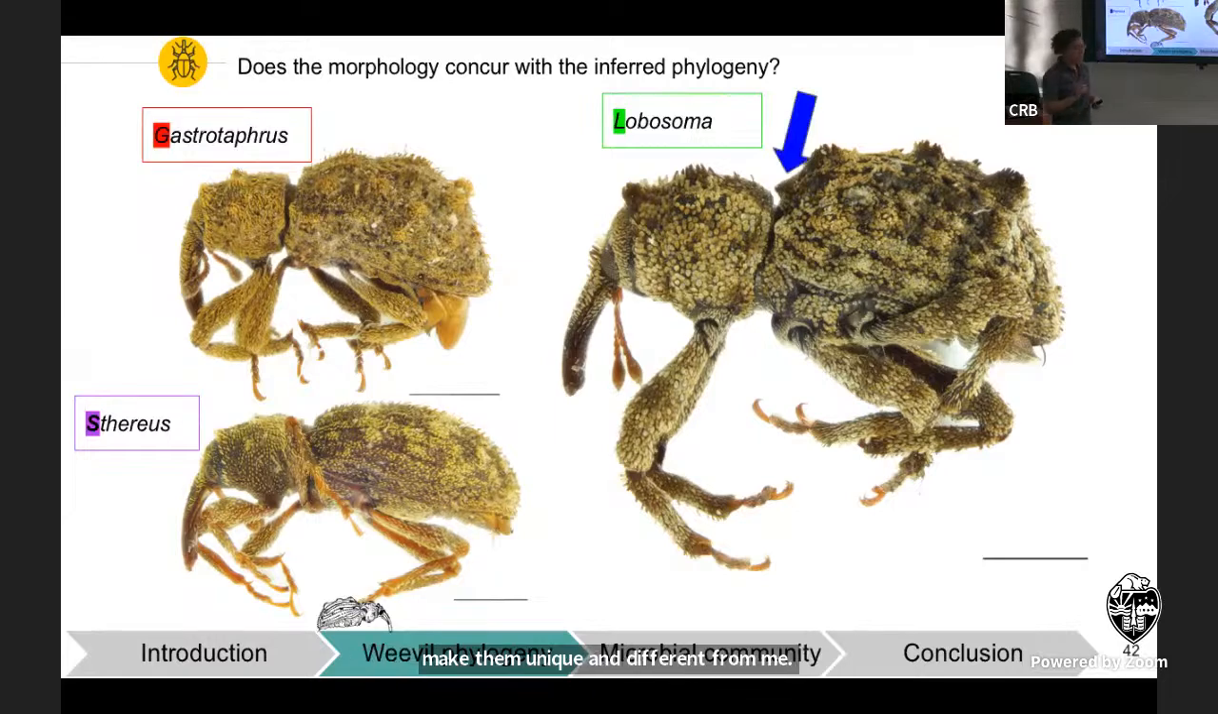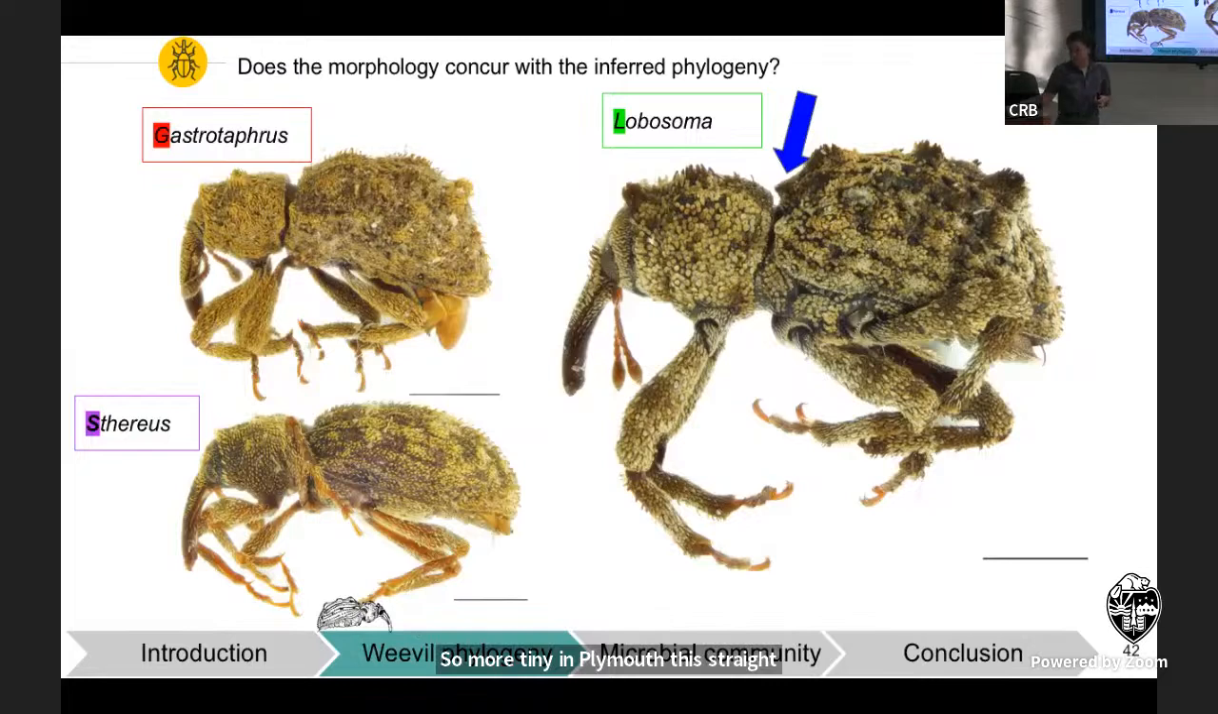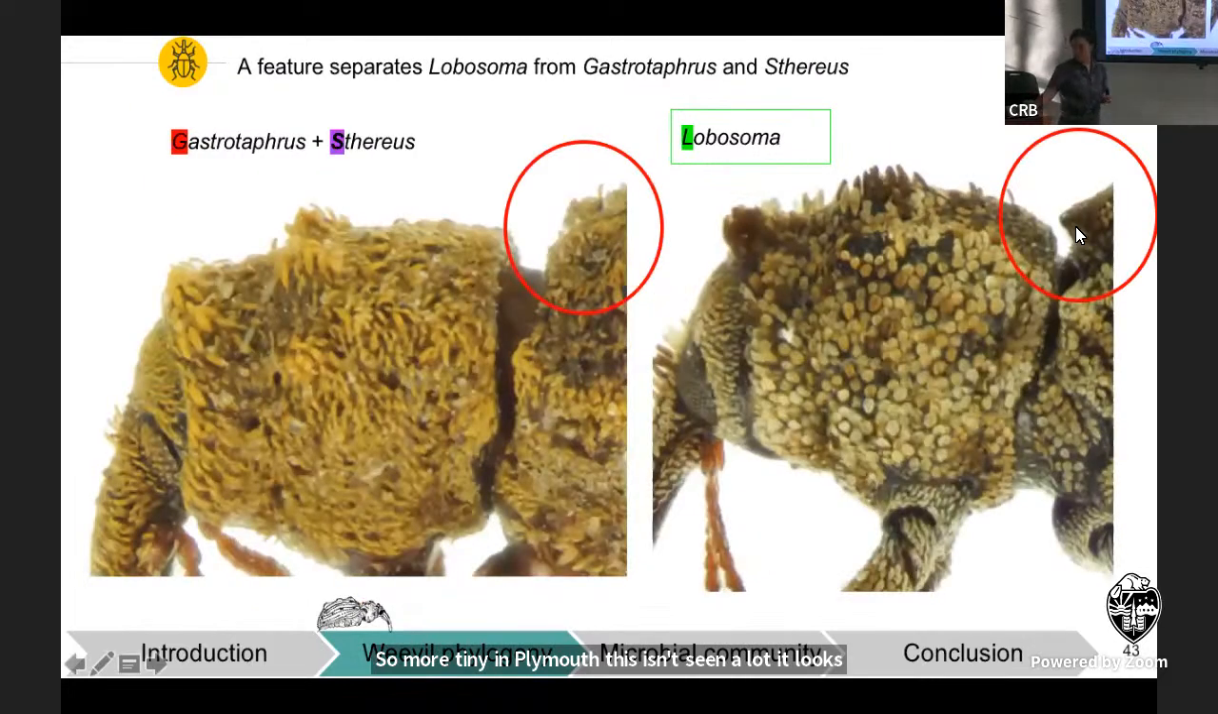There was 1 trait of interest, which is this projection of the elytra that was a derived character trait, or I believe it's a derived character trait for weevils, at least in this area, so Molotini plynthina. This trait isn't seen a lot. It looks to be a derived trait. I'll zoom in a little bit so you can see what I'm talking about. There's just this little tooth right here. It was only in lobosoma and not Gastrotaphrus and Asterias. And so it doesn't tell us much about Stromnius versus Gastrotaphrus, Asterias, and lobosoma. But what it does tell us is that there's something different about lobosoma versus Gastrotaphrus and Asterias.